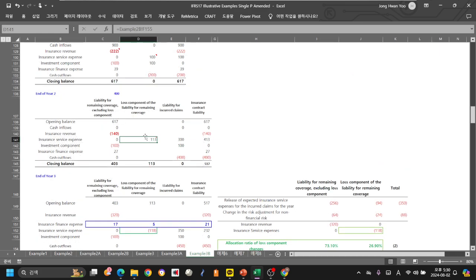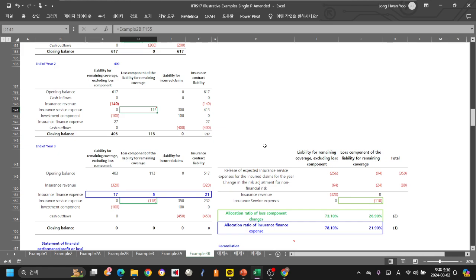And that's going to be the loss component LRC. So at the end of year two, suddenly this non-onerous group of contract turns into an onerous group of contract, and the loss component here, year two, is 113. Right? This one is recognized as a loss right away and still remains. But this happens at the end of year two, so it's kind of, let's say, lucky.